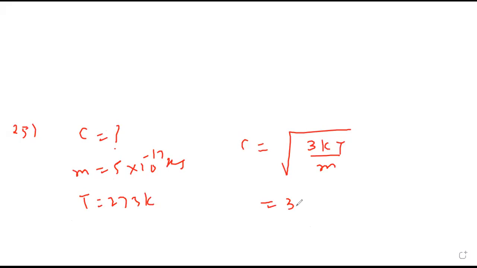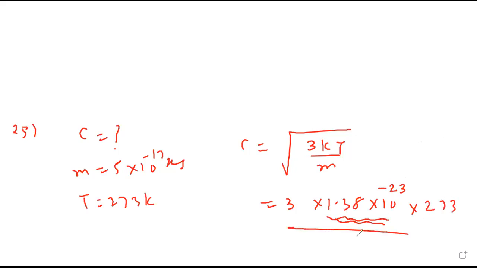Is it 9 into 10 to the power 9? No, how can it be 9? It is the universal constant 8.314 upon the Avogadro number 6.02 into 10 raised to 23. So it is 1.38 into 10 raised to minus 23. Yes, root of 3 into 1.38 into 10 raised to minus 23 into 273 upon 5 into 10 raised to minus 17.